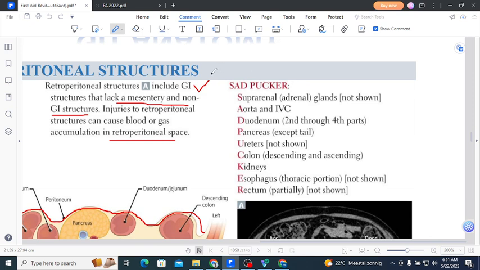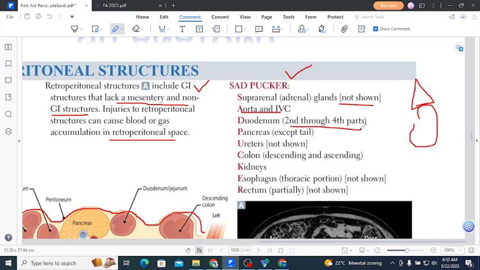So what is the mnemonic to remember them? It is SAD PUCKER. So SAD PUCKER is the mnemonic. S is for the suprarenal adrenal glands, which are not shown. Basically, suppose this is the kidney, and the glands which are located above the kidney. These suprarenal glands are retroperitoneal. Then aorta and inferior vena cava.